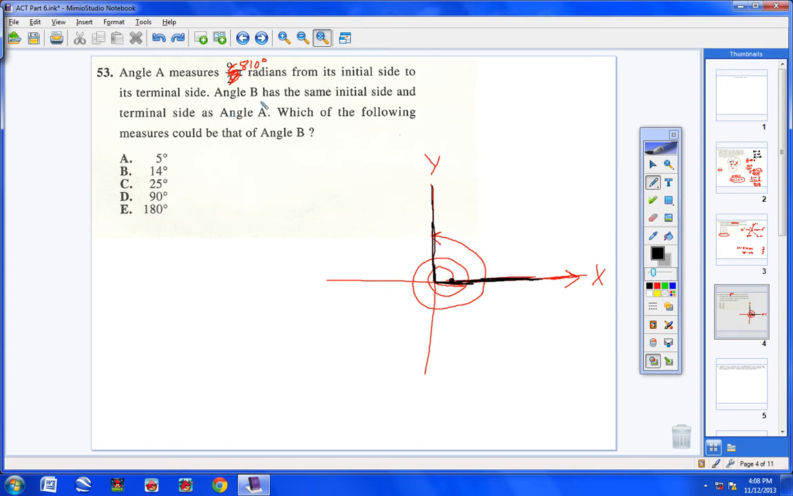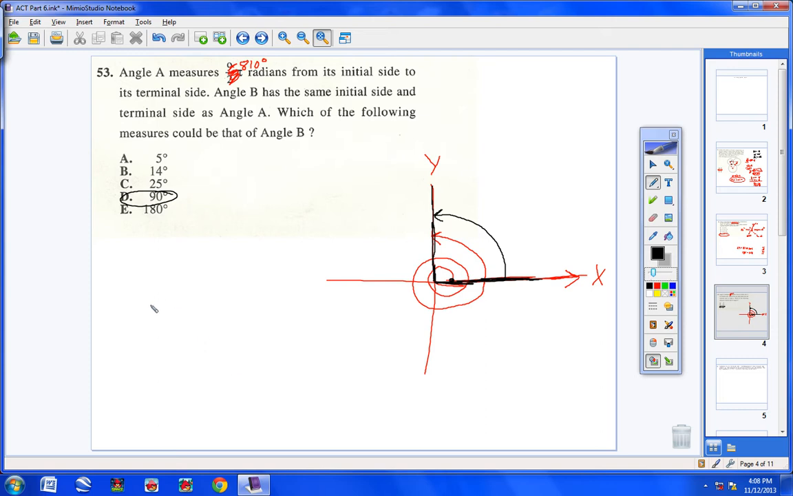It says angle B has the same starting side, initial side, and the same ending side, terminal side, as angle A. So 90 degrees would start here and it would go here. So which of these angles could be angle B, has the same starting side, has the same ending side? 90 degrees. Definitely 90 degrees. Now that's a review of radians and degrees.